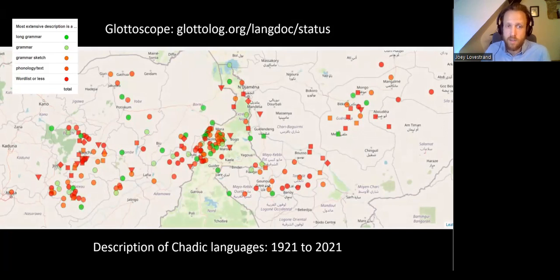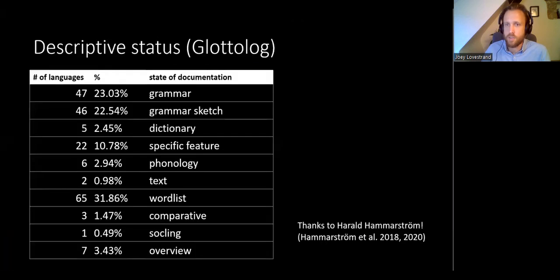And so there's been a ton of work done describing Chadic languages over the last 100 years, and so we know quite a bit about them, especially in the last 20 years. A lot of new documentation has come out. At this point, we have reasonable documentation, what Harold Thomas-Strom would consider either a grammar or a grammar sketch, for almost 100 of the Chadic languages.